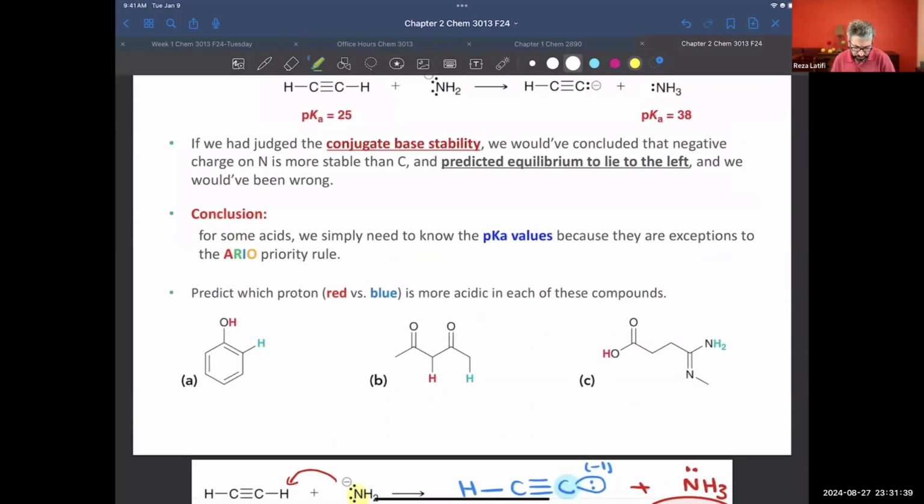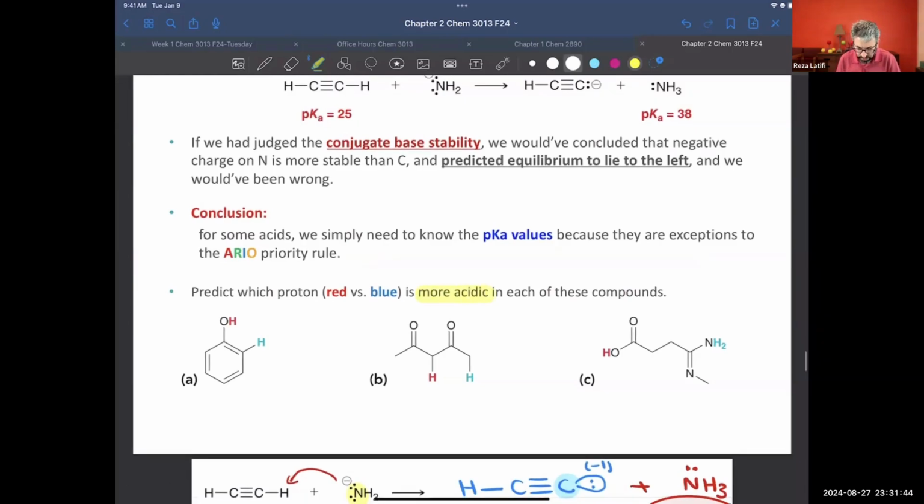Another one. It says predict which one of these is more acidic, and we're talking about the red versus the blue one. I'm going to cover this question in the next video.